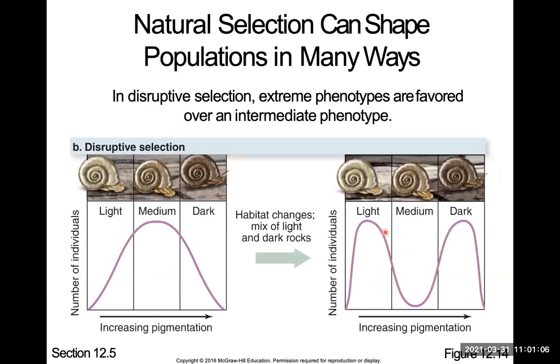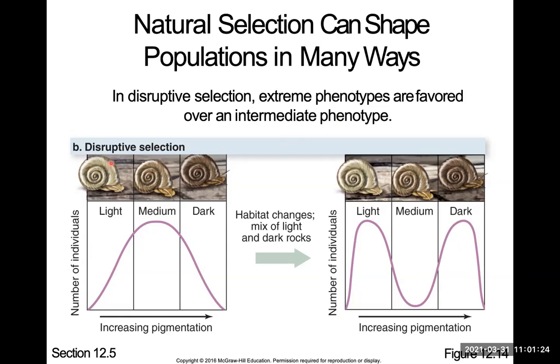No? And then we have disruptive selection. In disruptive selection, extreme phenotypes are favored over intermediate. Intermediate, this word was on the exam. A few of you asked me what it meant. It meant in between. So it's in between, medium phenotype.